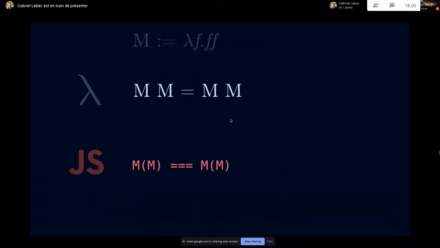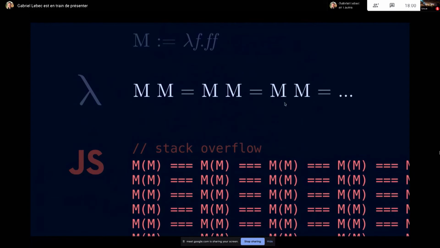But wait, we still have work to do. This can keep simplifying. So we take the M function and we pass it into M, which means we take M and we call it on itself. So that's equal to, you see what I see? We're back into an infinite loop.